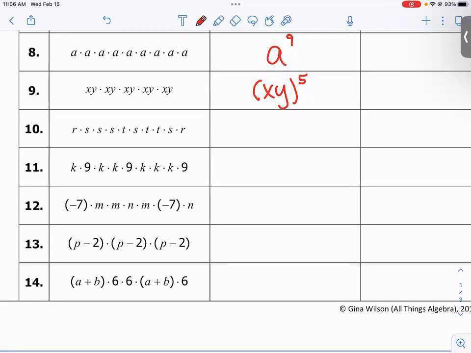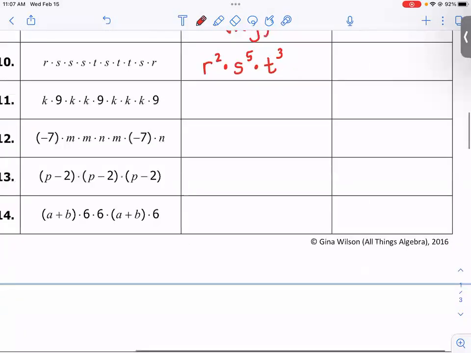Check in with your elbow partner. Did you write the same thing for number 10? Okay, Tyler, what do you have for number 10? Okay, do you agree with Tyler? Yes. Okay, so now when we do number 11, this is my expectation.